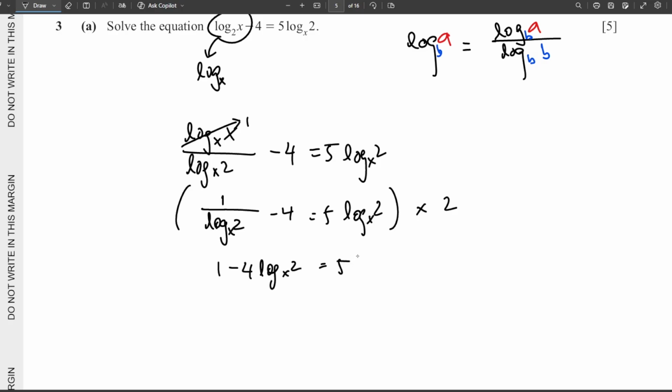On my right hand side, you have to be careful here. This one becomes log 2 base x squared, right? This one is supposed to be log 2 base x. So on the right hand side it becomes a square.